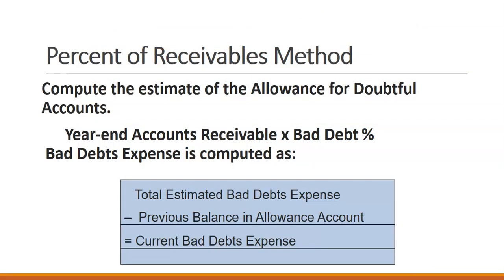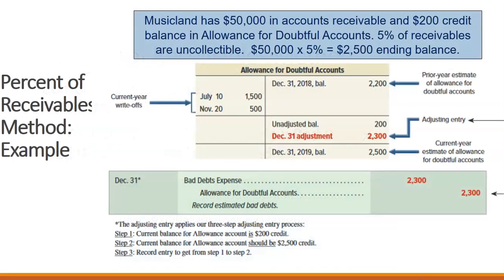If we're using the percent of receivables method, then we have the year-end accounts receivable times our bad debt percentage. Our bad debt expense is computed as then the total estimated bad debts expense minus the previous balance in the allowance account, and that gives us our current bad debts expense. So under the percent of receivables method, we have said that 5% of receivables are uncollectible.